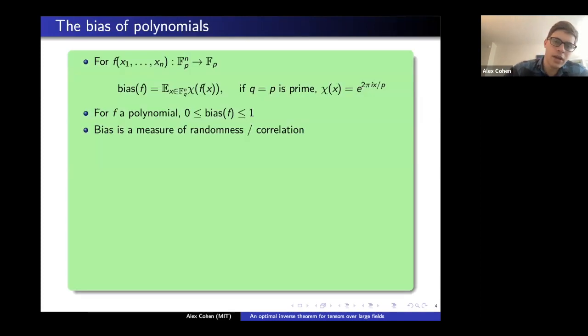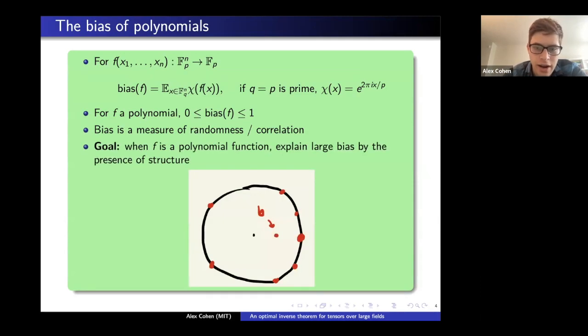To start off, we're going to talk about the bias of polynomials, which is the notion that leads to the analytic rank of tensors. This holds for any function, not just a polynomial. If you have any function f that takes its values in a finite field, its bias is just the expected value of a character applied to f.